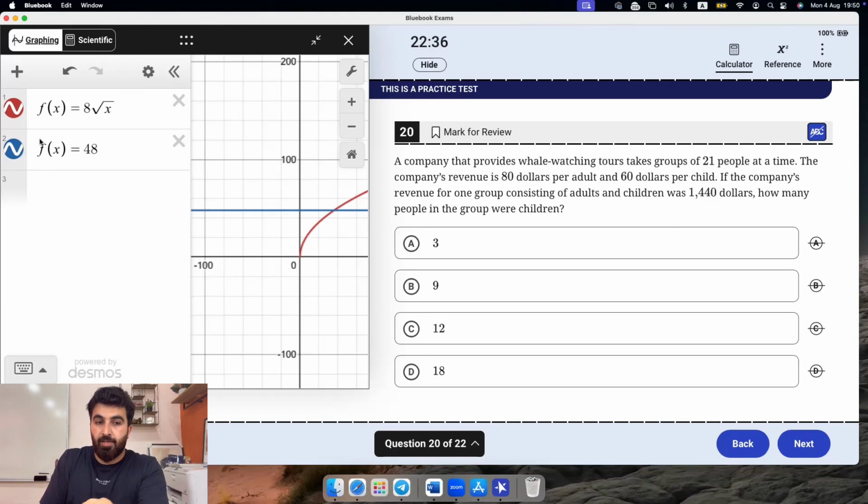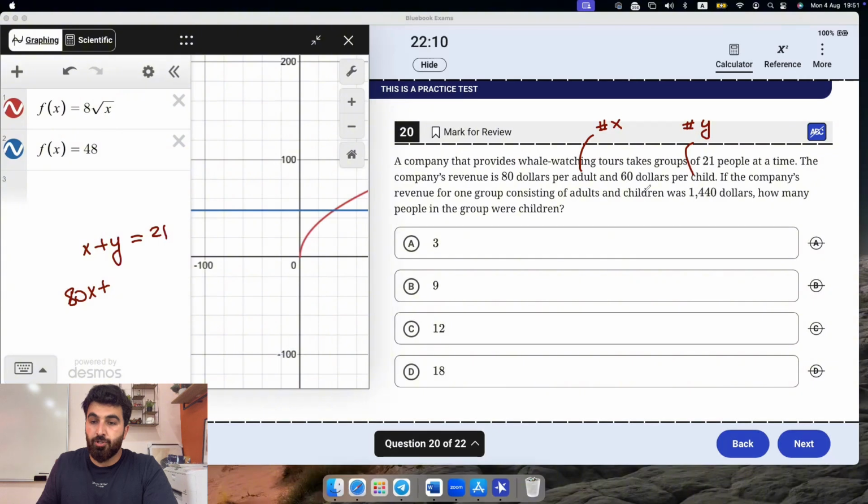So let's translate this into the math. We are given the total, there are 21 people. Do you know how many adults and how many children you are given? No. How many children do we have? Let's say we have Y children. And how many adults? Let's say we have X adults. So I will do what? X plus Y is equal to 21. And for each adult, I got $80, 80X plus for each child, $60, 60Y. Our total payment is what? $1440, $1440. That is it.